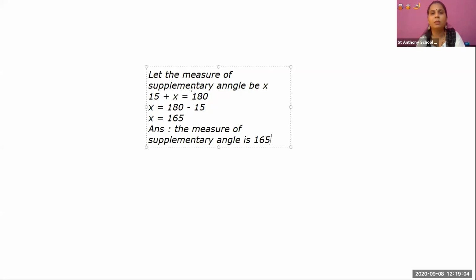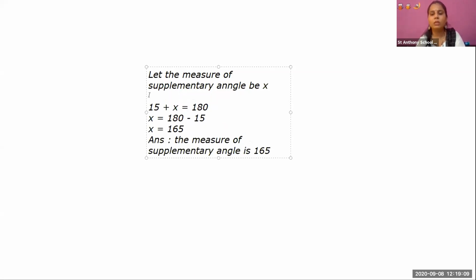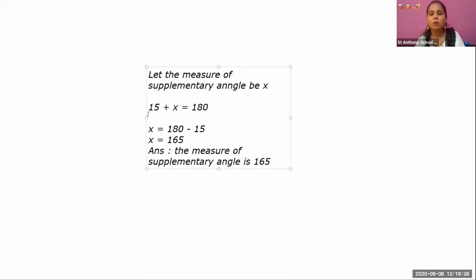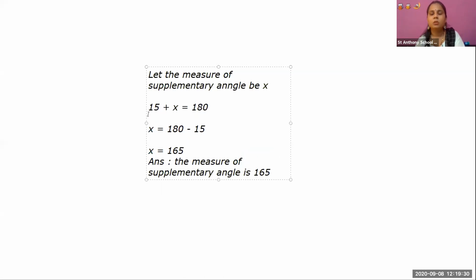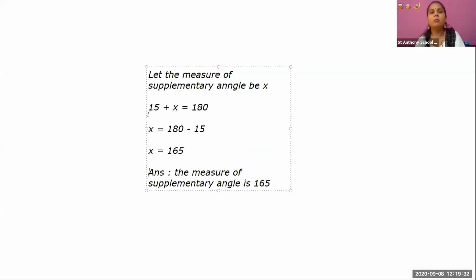So the first step will be: let the measure of the supplementary angle be x. Then 15 plus x is equal to 180. Why? Because one of the angles is 15 and the other angle we have to find out. So x is equal to 180 minus 15, which is 165. Therefore, the measure of the supplementary angle is 165.